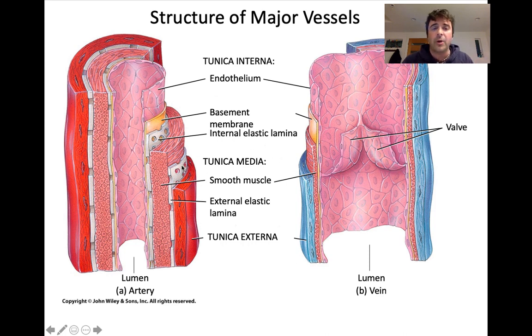And why do they have much more elastic connective tissue than veins do? That's to compensate for pressure fluctuations. The other thing I'd want you to be able to tell me is to distinguish between an artery and a vein: arteries have a much thicker tunica media, and the tunica media is composed predominantly of smooth muscle, right?